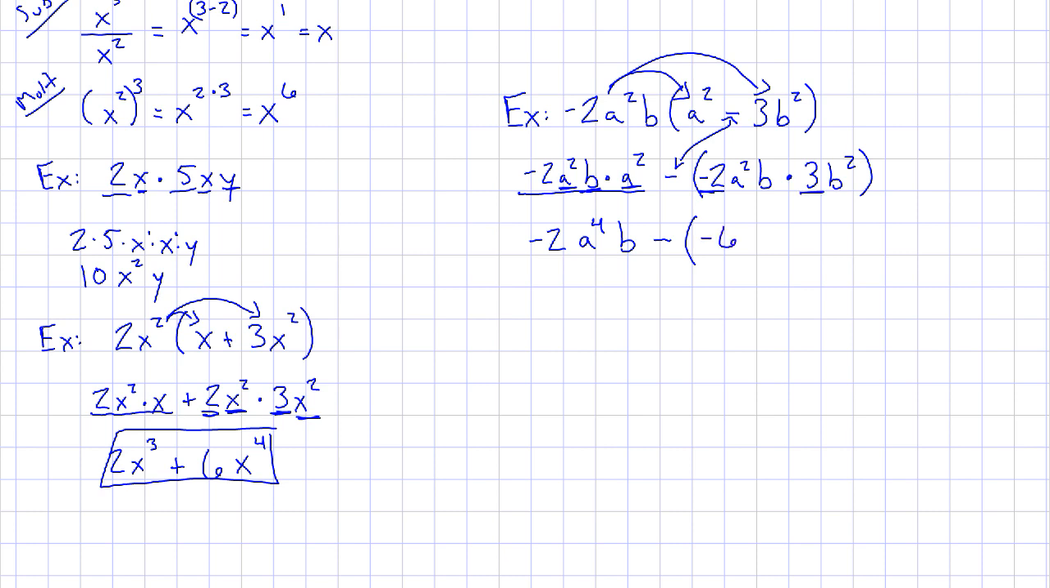Negative 2 times 3 is negative 6. I only have one a. There's no other a's in here, so I'll just write a squared there. But then I have a b and a b squared. So remembering that there's an imaginary 1 as the coefficient for that first b, 1 plus 2 is 3, so I end up with b cubed. I'm almost done, but I need to handle these two negatives. Two wrongs don't make a right, but two negatives do make a positive. So I end up with negative 2a to the fourth b plus 6a squared b cubed. And that is our final answer.